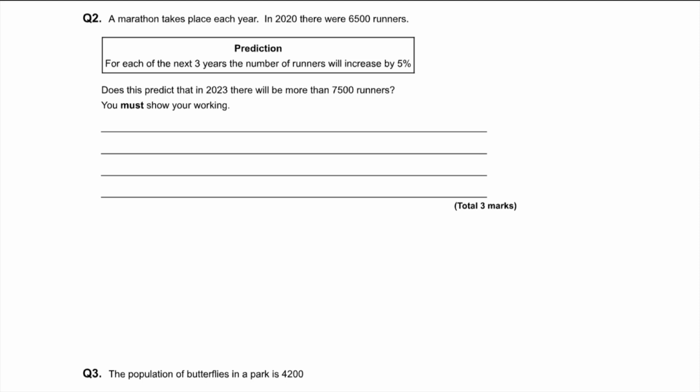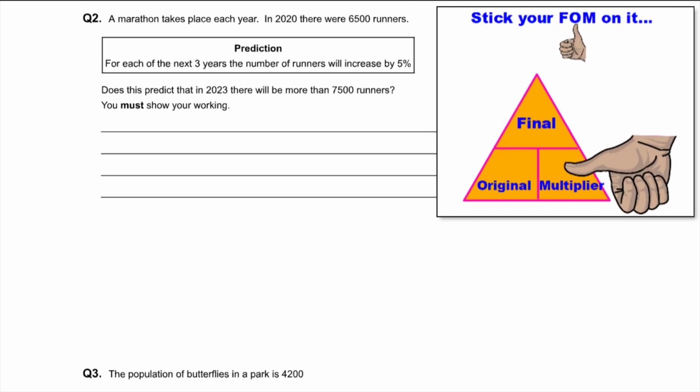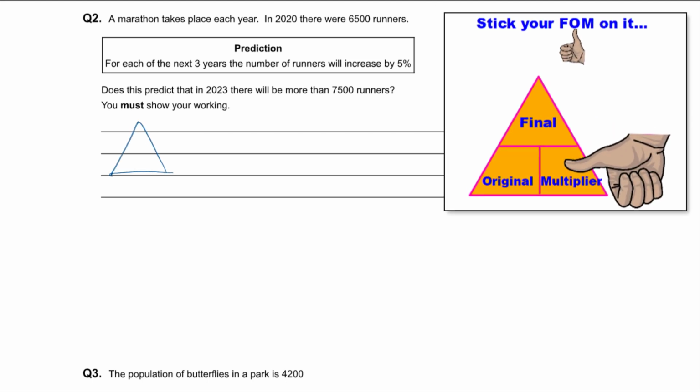You must show your working. Okay, so I'm not going to be using the horrible complicated formula in the formula sheet. I'm just going to use my FOM, and I'm going to add a Y on the end for the number of years. So rather than FOM, it's going to be FOMY today. Right, so what's what? Final is the thing we want to find. The prediction in 2023, that's what we're looking for. The original is the 6,500 runners that we had to start with.